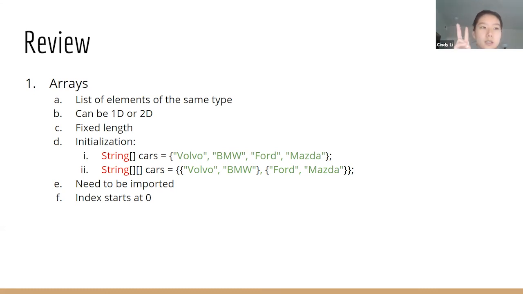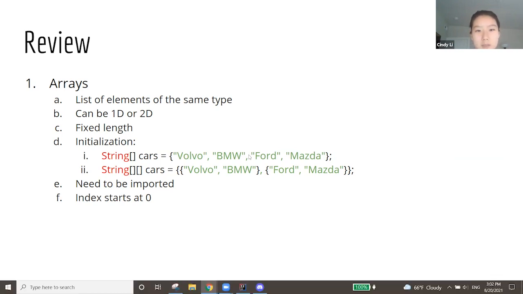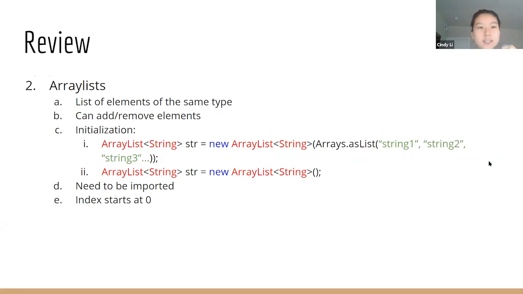Here are the two ways that you initialize 1D and 2D arrays. You guys can see here, arrays need to be imported, and the index starts at 0. Does anybody need a reminder on how to import it? No? Okay. If you do, just ask in the chat. Jim is with us today, so you can just ask one of our TAs. On to the next slide.